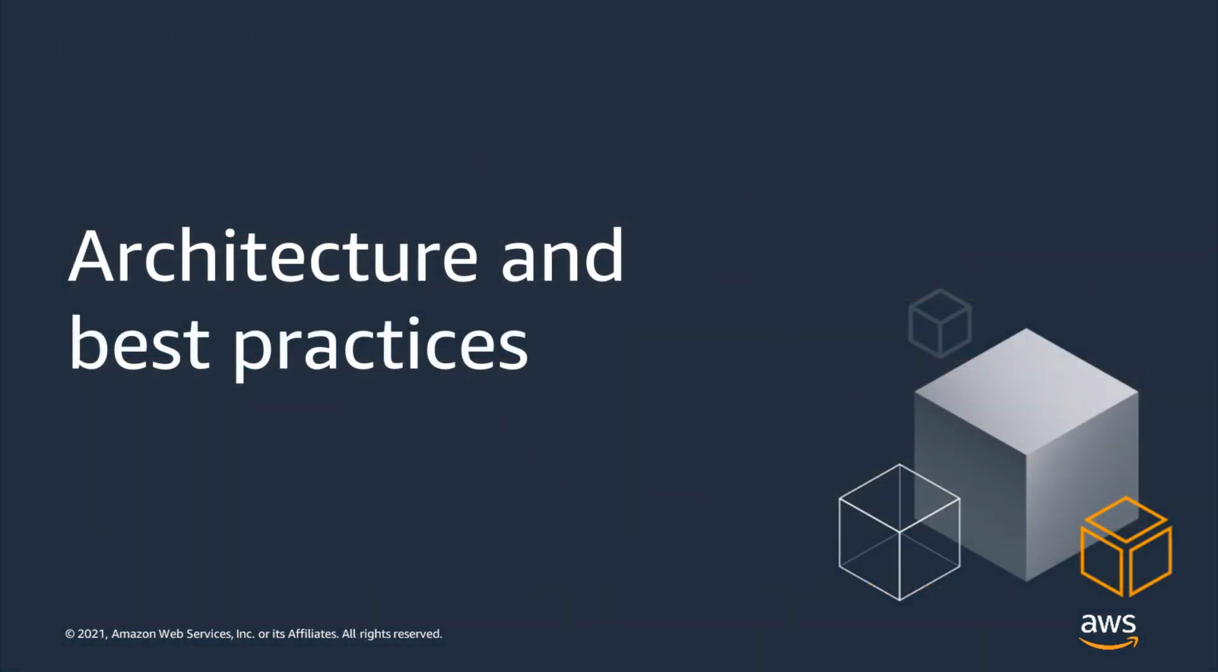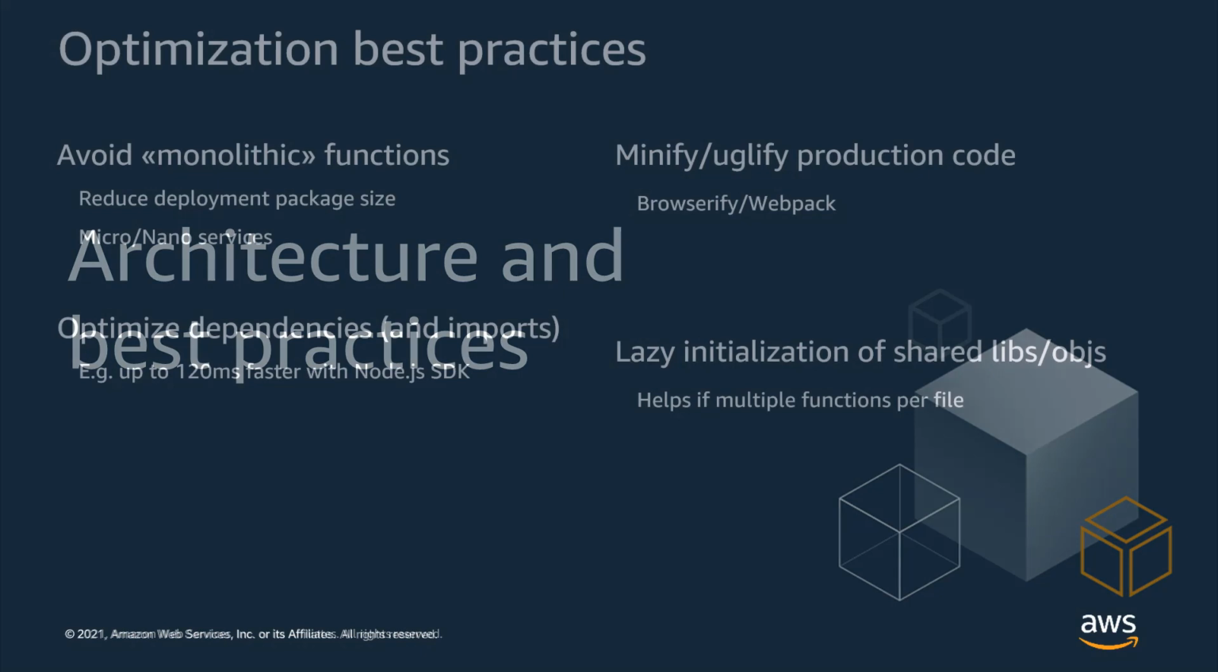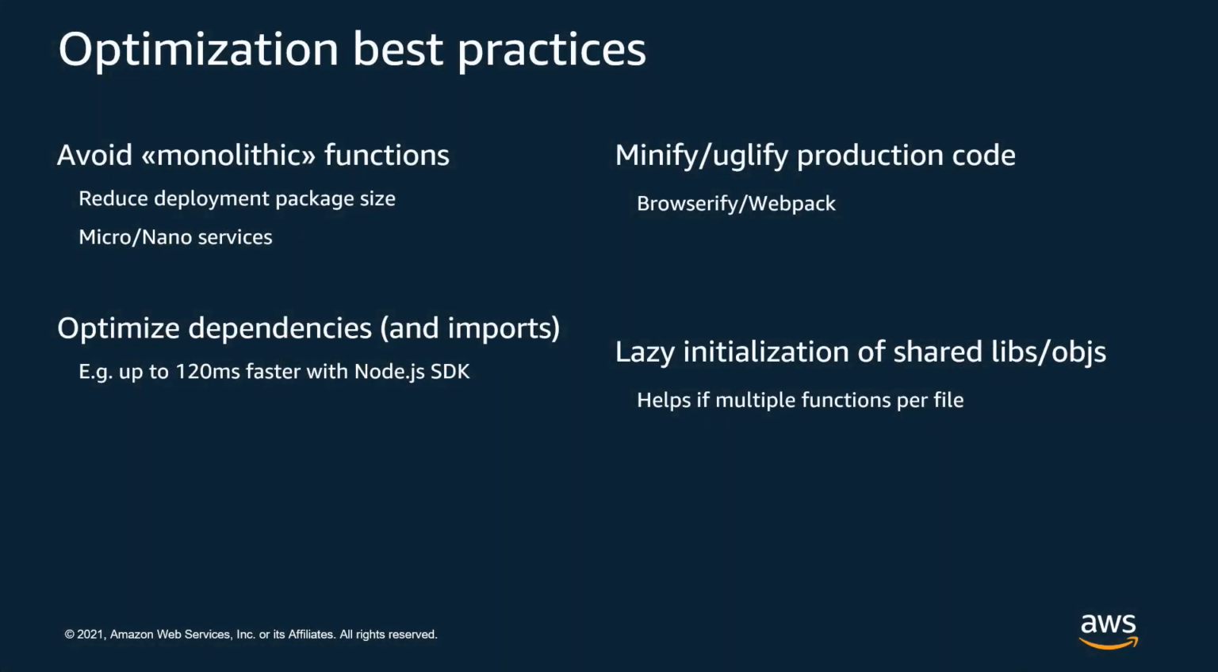Okay, in the final section, let's discuss some architecture and best practices. First of all, simply avoid monolithic functions. These are functions that contain everything in your application. It's better to have one function per purpose and enable specialization, and there are some architectural benefits too as your applications develop. But the most immediate impact upfront is reducing the deployment package size.